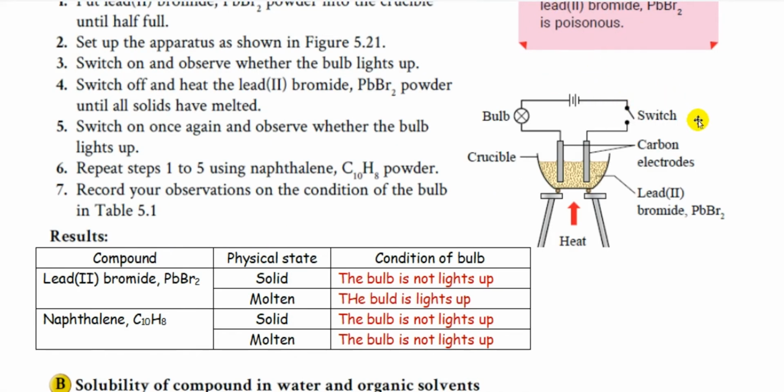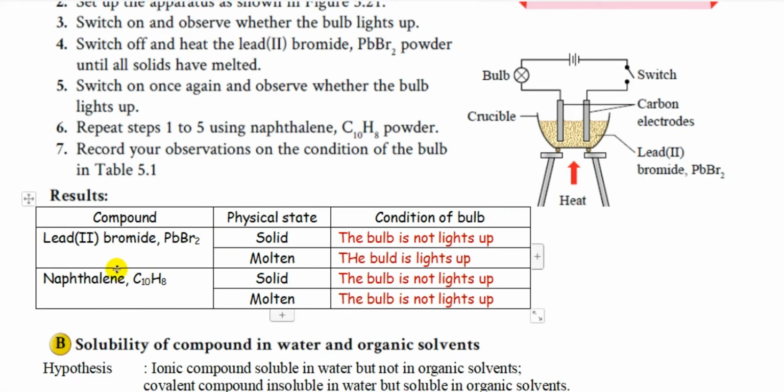OK，很好的一个 experiment。我们可以看到 lead bromide 当它是 solid 的时候，bulb 没有着；但是当它是 molten 的时候，the light bulb lights up。Very good experiment。然后 naphthalene，当它是 solid 的时候灯泡没有着，当它 molten 熔完的时候灯泡也没有着，所以这证明了 hypothesis：ionic compound can conduct electricity in molten state, while naphthalene, a covalent compound, cannot in both states.